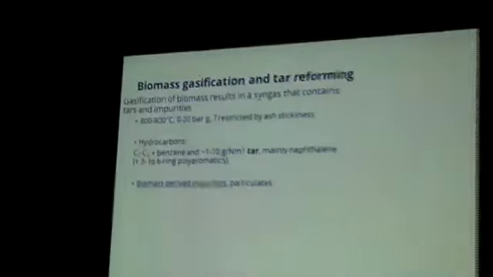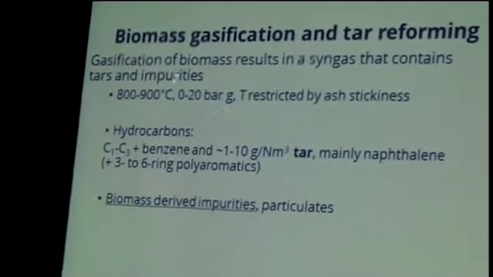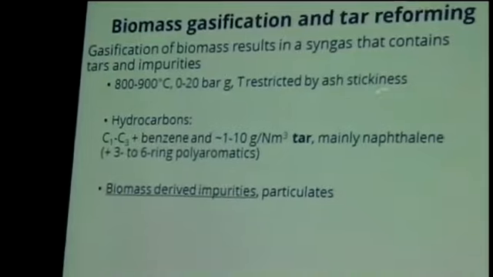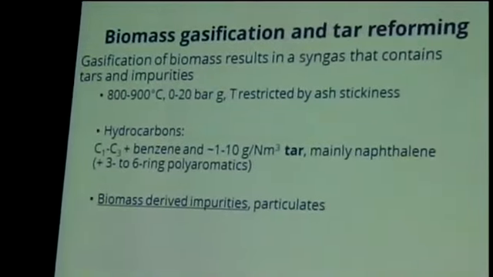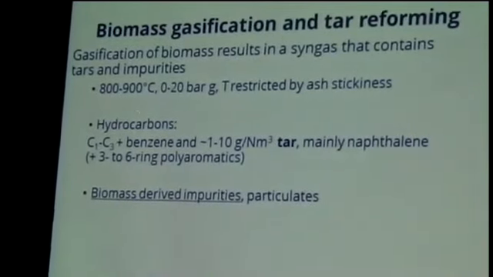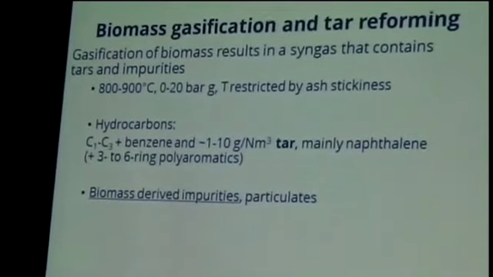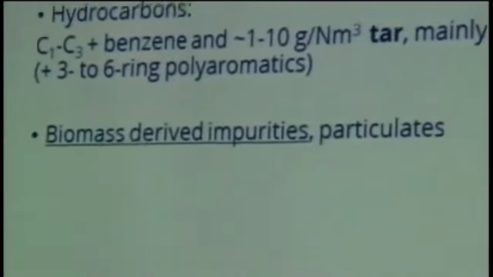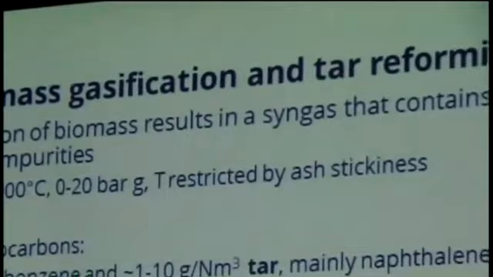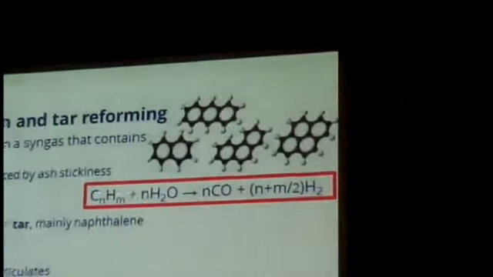Biomass gasification is typically performed at a temperature of 800 to 900 degrees C, at low pressures. The temperature is restricted by the salt in the ash, so you don't get too high up in temperature. And this gives rise to a production of higher hydrocarbons in your syngas, C1 to C3, benzene, but also a lot of tars, mainly naphthalene. And also biomass-derived impurities. Now, a way to remove these tars is to steam reform them.